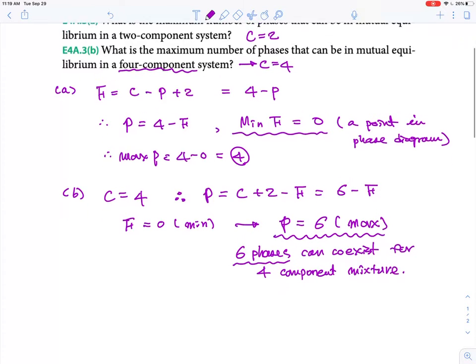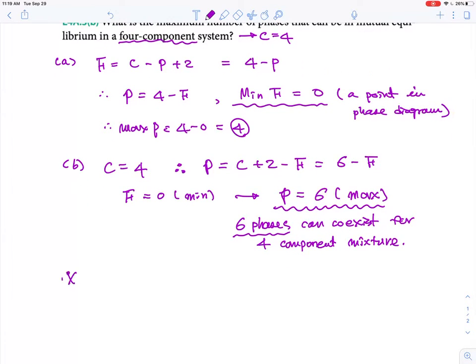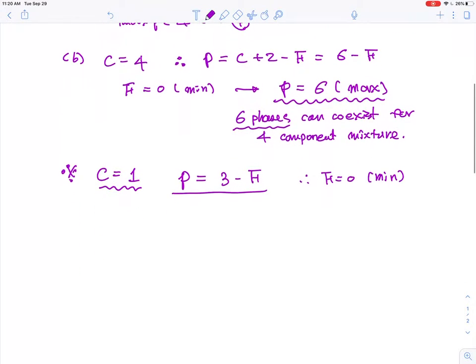One last one. I think it is pretty common for us to see the phase diagram for when C is 1, a single-component system. Remember that? In that case P is 3 minus F. So F is 0, that's the minimum value, and that's where you see P is 3, that's the maximum value.